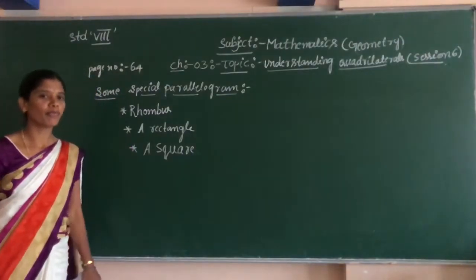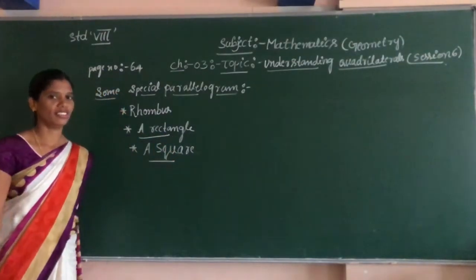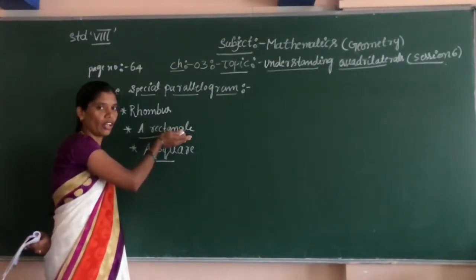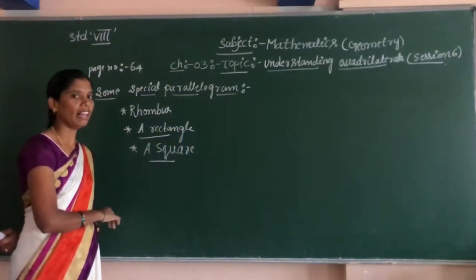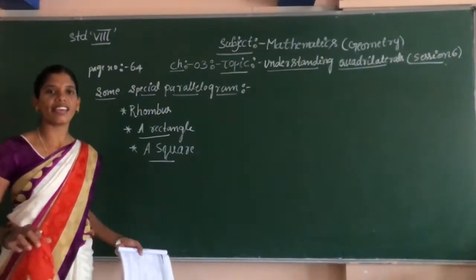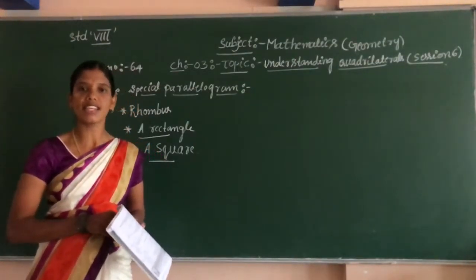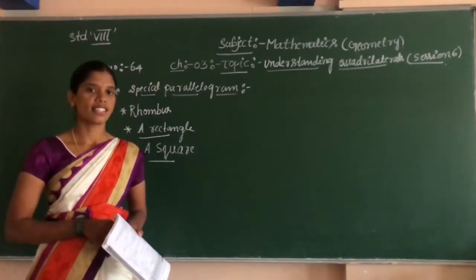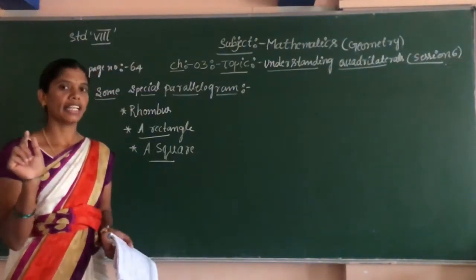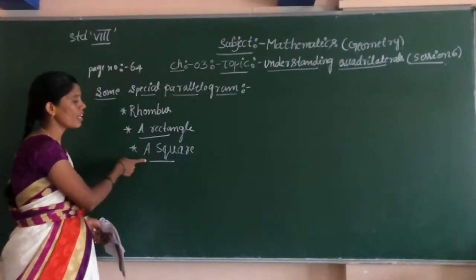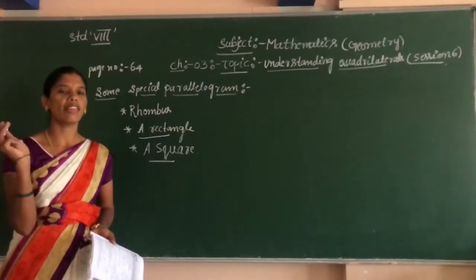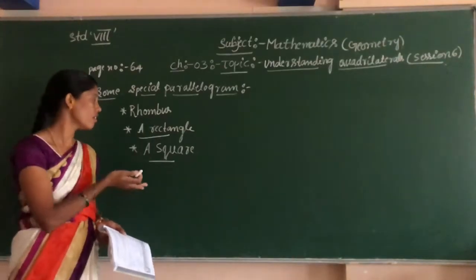Children, you already know that in a rectangle the opposite sides are equal. This is called the rectangle, and each angle is represented by 90 degrees. Angle A, angle B, angle C, angle D, each is 90 degrees, and the sum is 360 degrees. A square is also a parallelogram, but all the sides are equal, and lengths and angles are also equal. That is called a square.